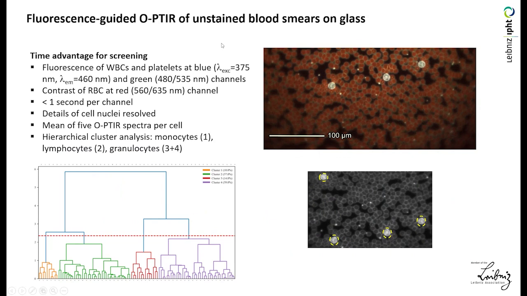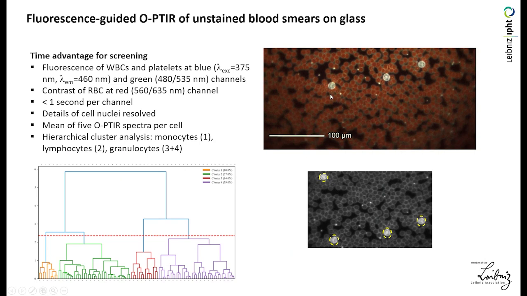Yeah, but of course it's better to screen blood smears without a biochemical preparation, which is also time consuming. And so we found that in the blue and in the green fluorescence channel, the white blood cells and also the platelets, these are the smaller particles, give an inherent fluorescence contrast. And the red blood cells give a weak contrast in the red channel.